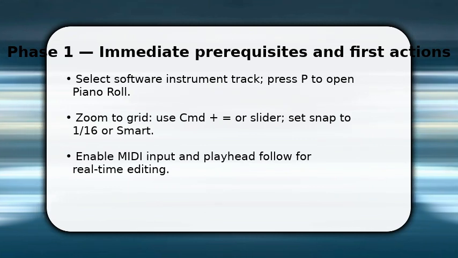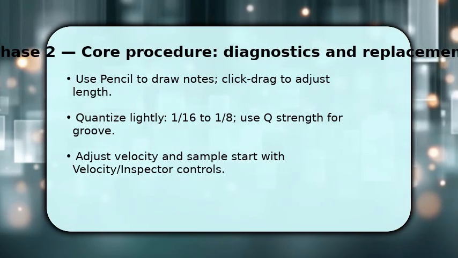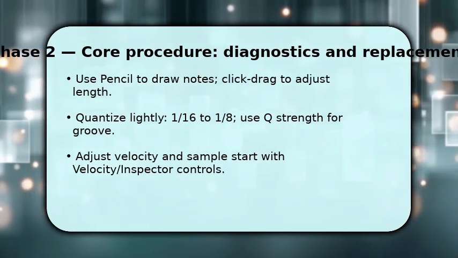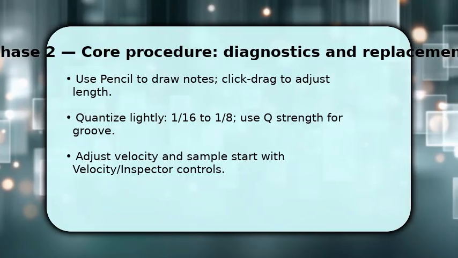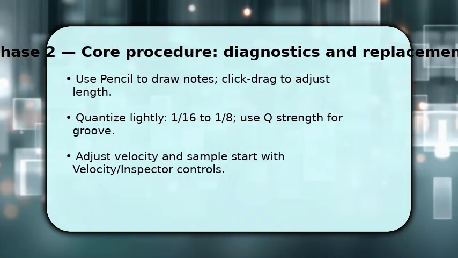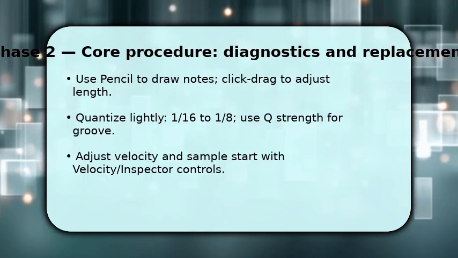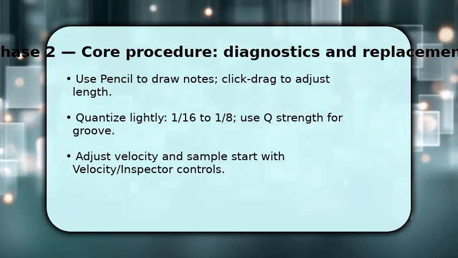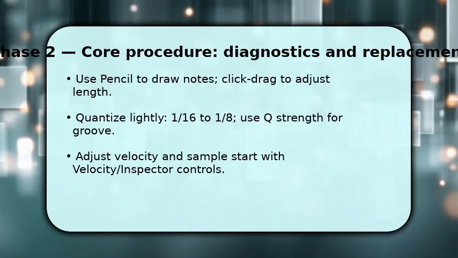Now draw notes with the pencil tool and immediately drag to adjust length. This sets phrasing and sustain. Once notes exist, select a region and apply light quantize at 1/16 or 1/8. You use cue strength to keep human feel while tightening timing.